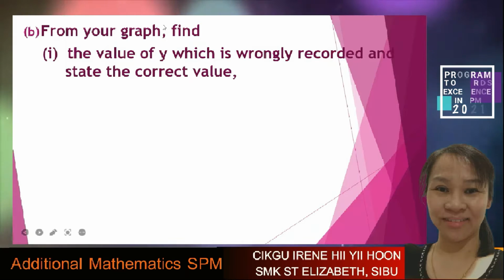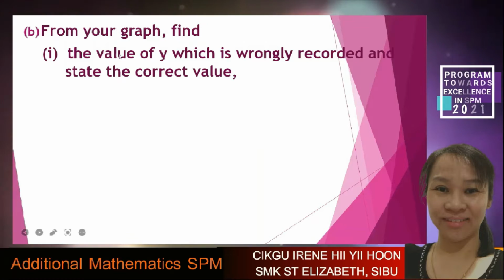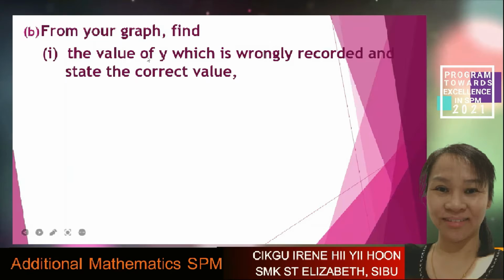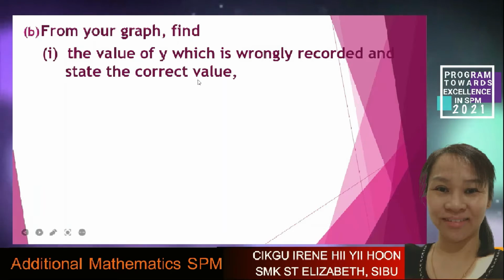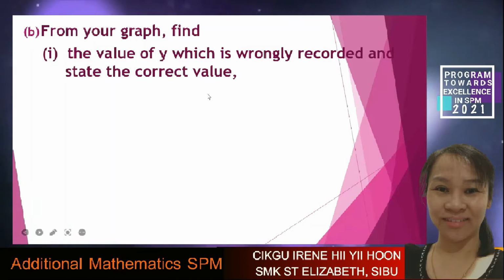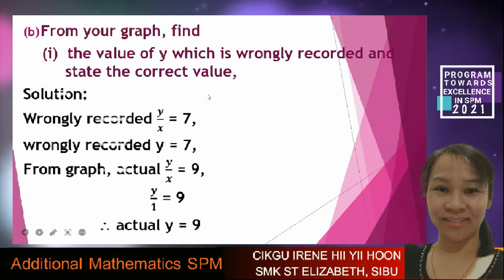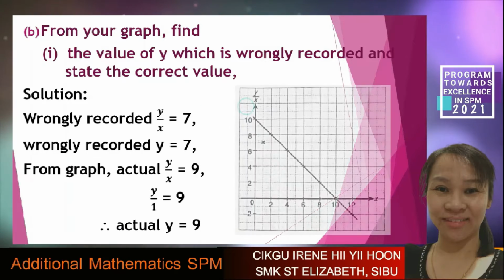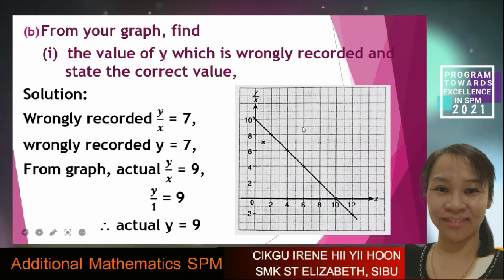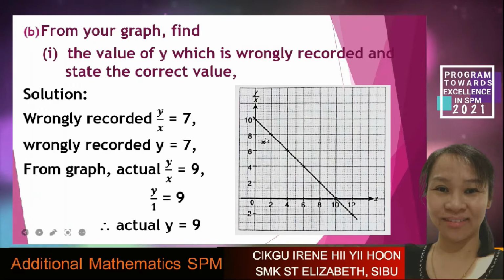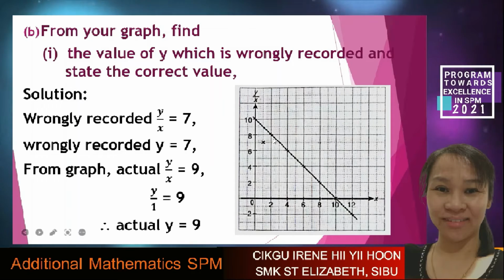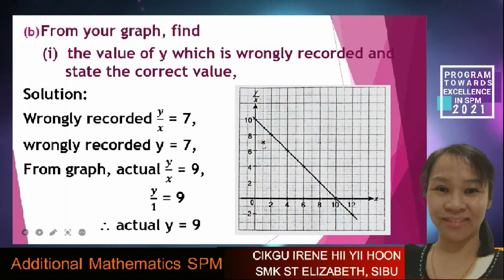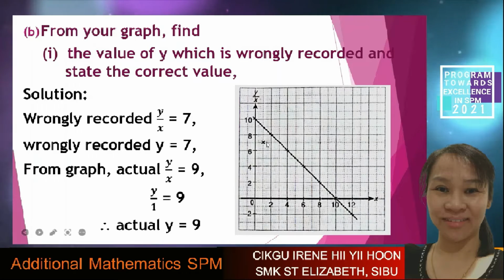Okay, now from your graph, find 1. The value of y which is wrongly recorded and state the correct value. So let's look at the solution. By referring to the graph, there is a point which is far from the line. So this is the wrong point.